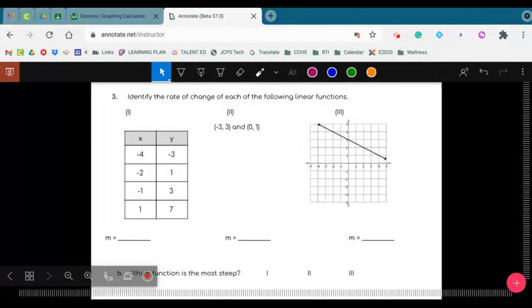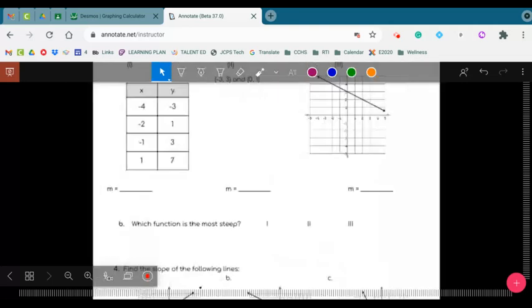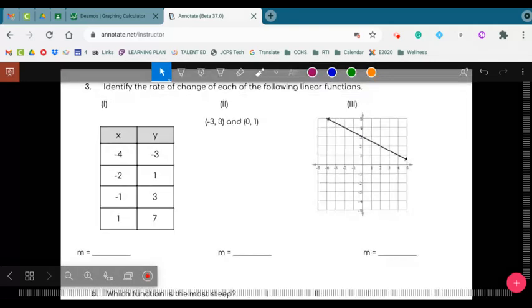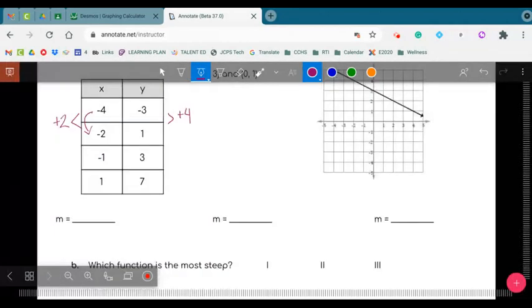So we're going to do the same thing on this problem as we did on the first problem on the first page. We have to find the slope of the three different ones. So our table, from negative 3 to 1, we go up by 4. And then negative 4 to negative 2, we go up by 2. So you have to remember you always go from the top number to the next number. You never go backwards. So we have 4 over 2, which equals 2.